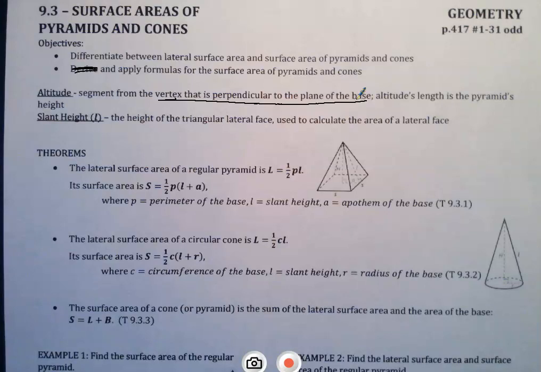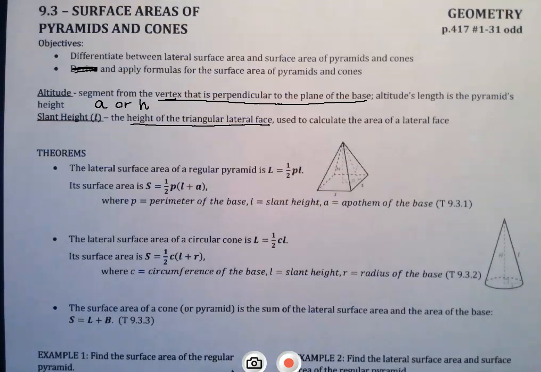All right, so then we have slant height, which is l, like the l in slant. It is the height of the triangular lateral face. We do need it because we're going to use it to calculate the area of a lateral face. So we have to know the difference between the altitude, or we might call it the height, and the slant height. Okay, and then our theorems today are going to be very helpful.